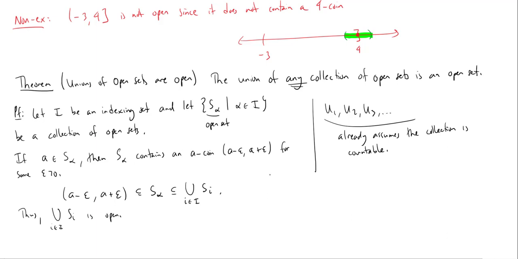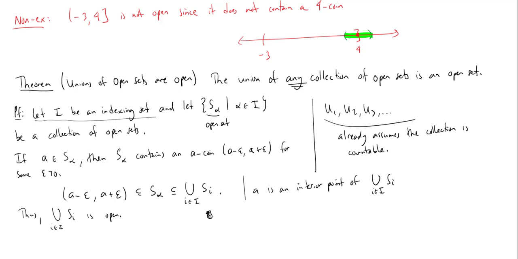In other words, what are we saying? a is an interior point of the union. And again, since we chose a arbitrarily, every point then is an interior point. Okay, so that's the proof. It's actually pretty straightforward. The important point here is really this bit about indexing sets.